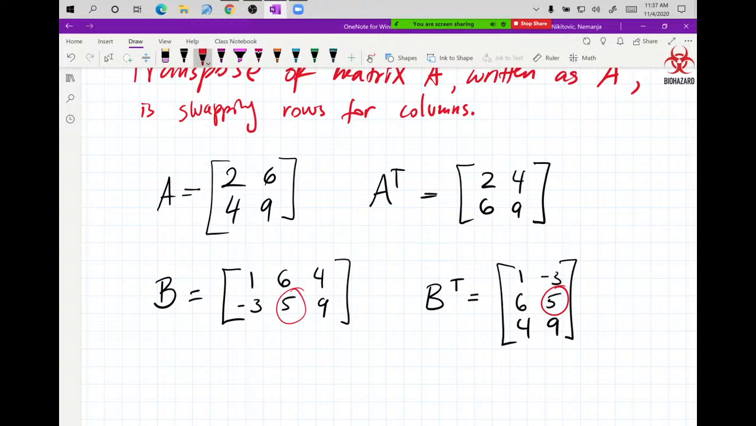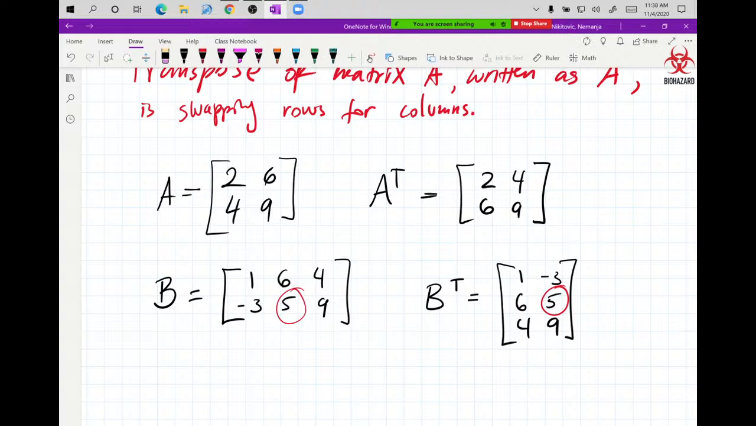Now, those of you that are very observant noticed that 5 didn't change position either. 9 did change its position because it went from a non-existent column in B transpose into a newly created third row. But if you carefully observe the number 5 entry, which is the entry 2, 2, then there you go.